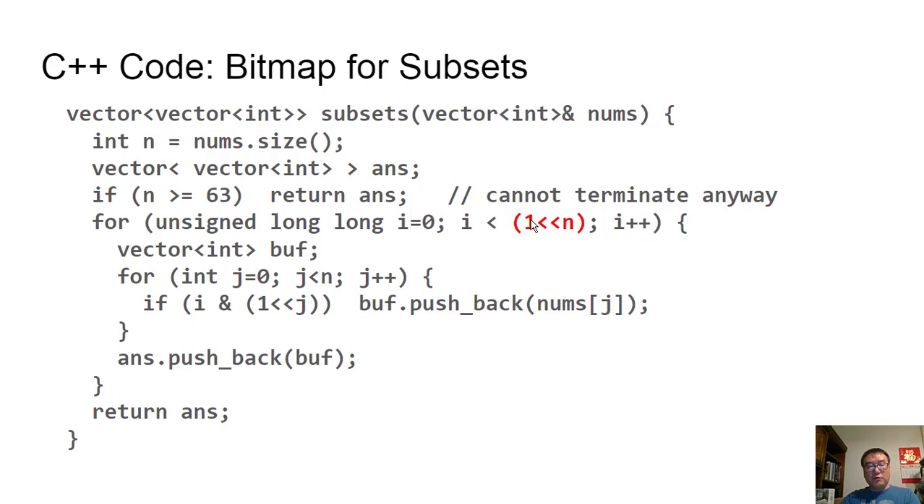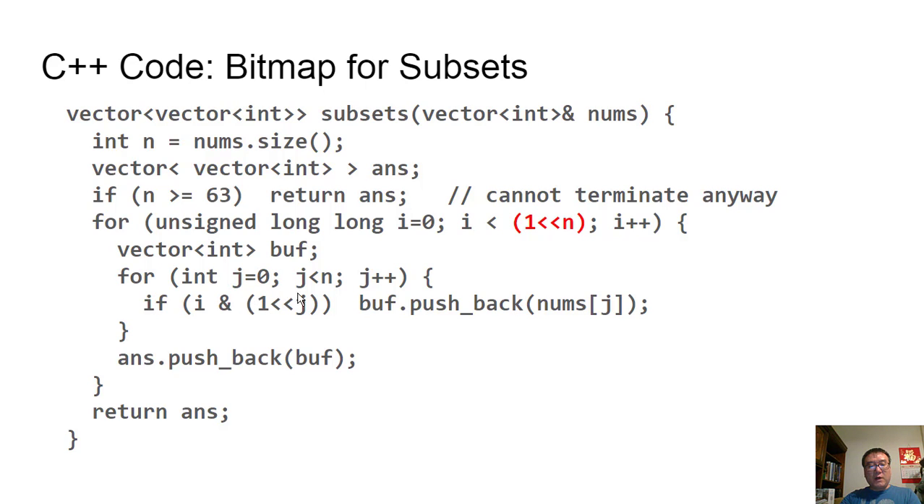Then I will loop over through this. Each i represents a subset. Within here, we'll loop over j from 0 to n minus 1, looping through all the elements. We check whether the j-th element's bit is set. If it is, then we will include this element. If not, we don't. And we check that by doing this.